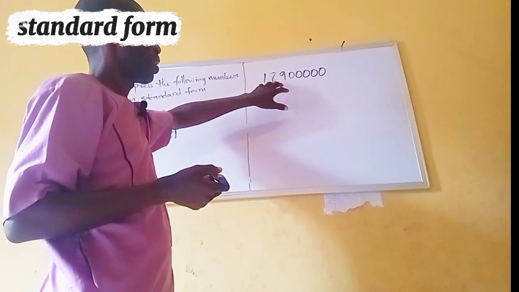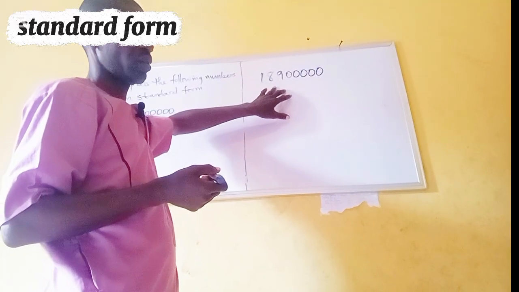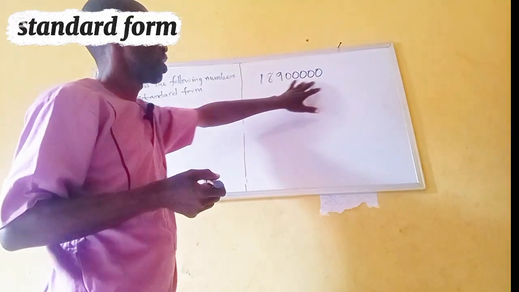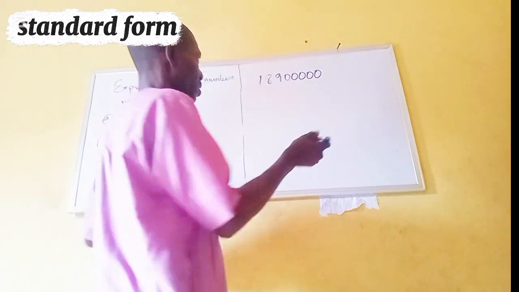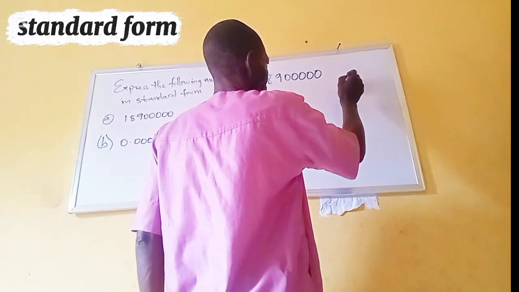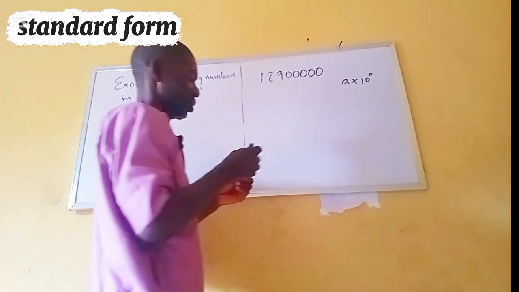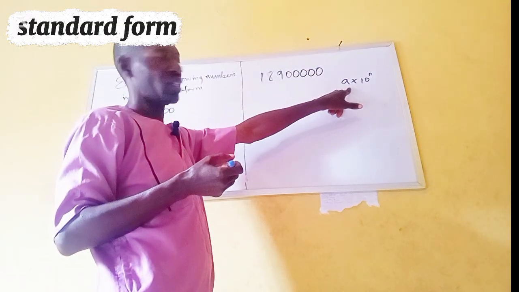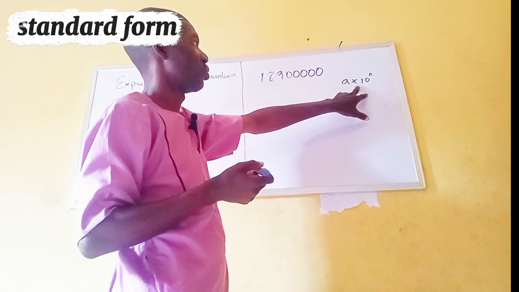Scientists and astronomers use what is called standard form or scientific notation to express this kind of large number. The number will always be in this form: a times 10 raised to the power n. So you have to express this large number in this scientific notation form, and we are going to do that now.